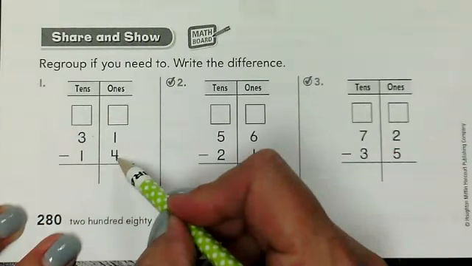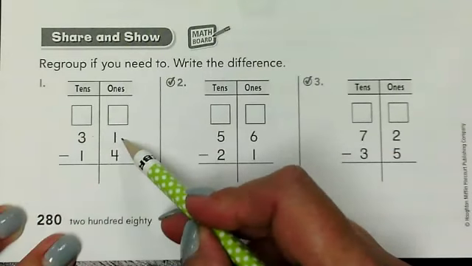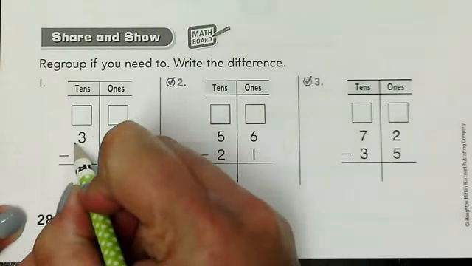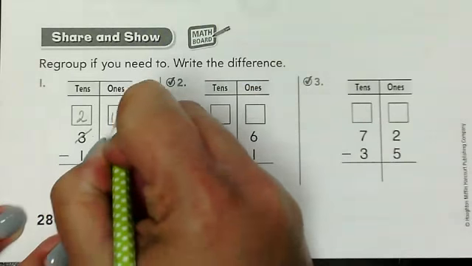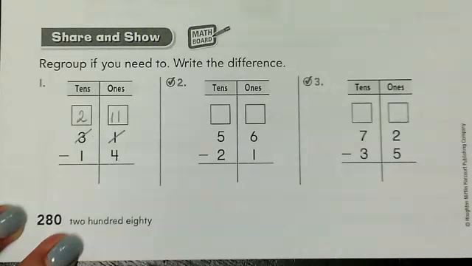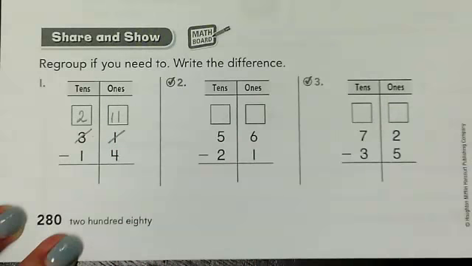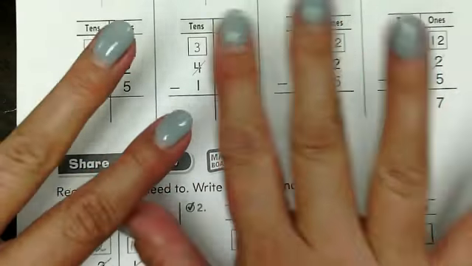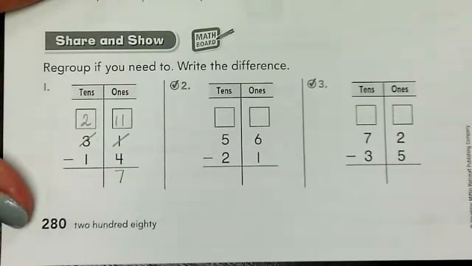So here's my rule. More on the floor, go next door and borrow 10 more. The 4 is greater than the 1, which means I have to regroup my numbers. So I'm going to go next door and I'm going to borrow 10 more. 10 plus 1 is 11. Now I can subtract 11 minus 4. Okay, I'm going to put 4 in my head and I'm going to count up. 4, 5, 6, 7, 8, 9, 10, 11. I have 7 fingers working. So 11 minus 4 is 7.